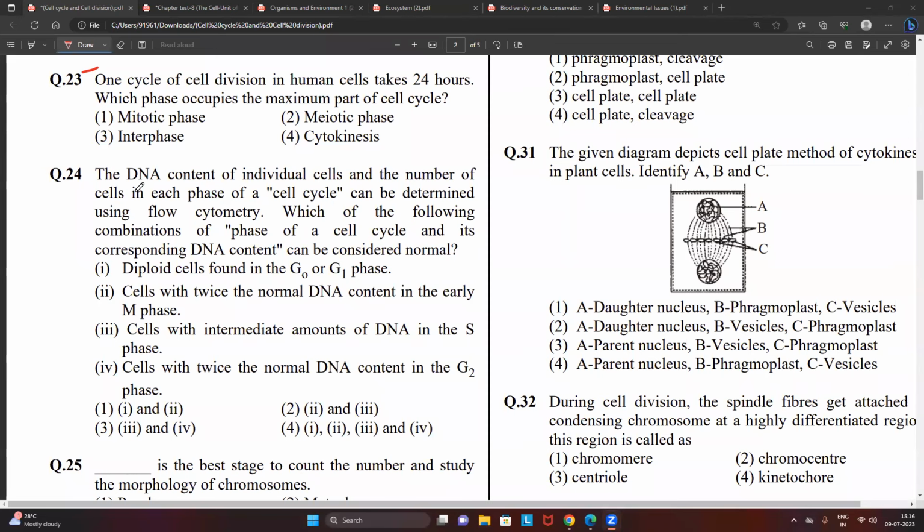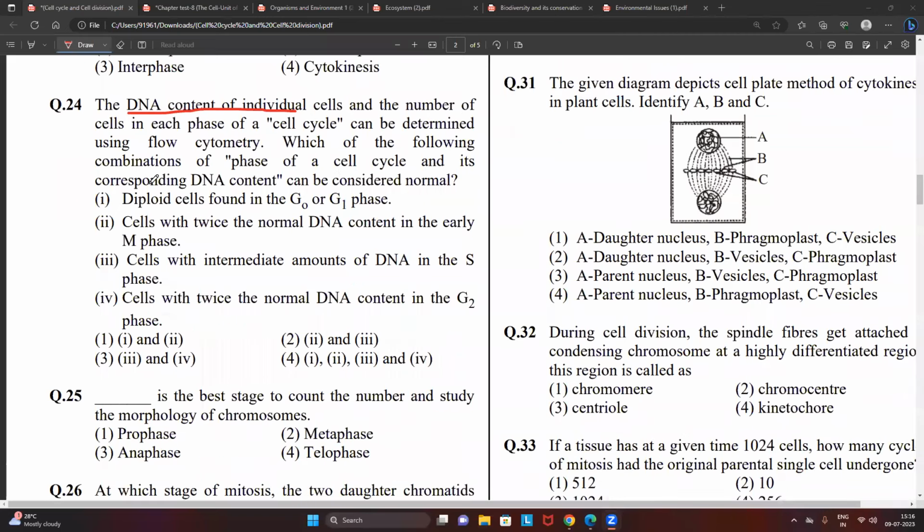See, all the people look into the question, friends. What is wrong in this? The DNA content. Anyway, let's directly come to the options. They are asking about which DNA content can be considered normal. That's the simple question. It is not about the right statement or the wrong statement. It is about the DNA content. You're getting my point correctly.